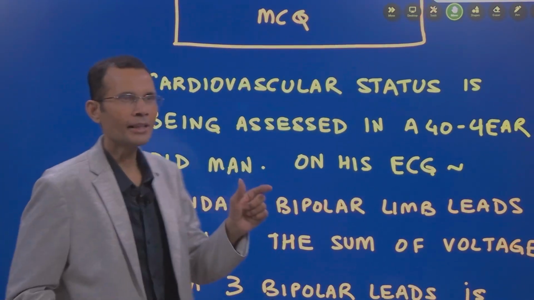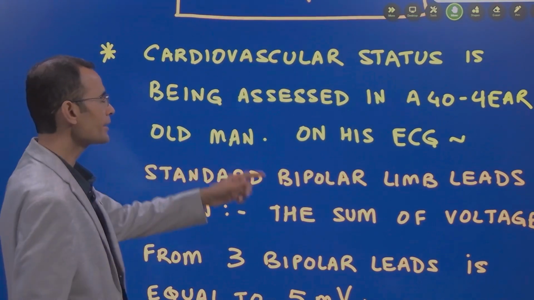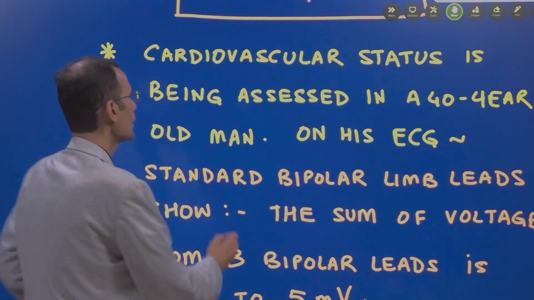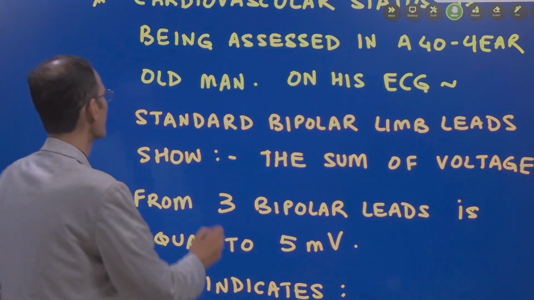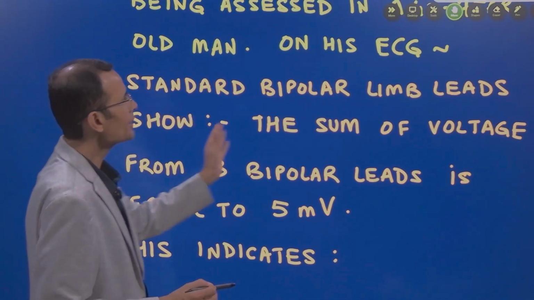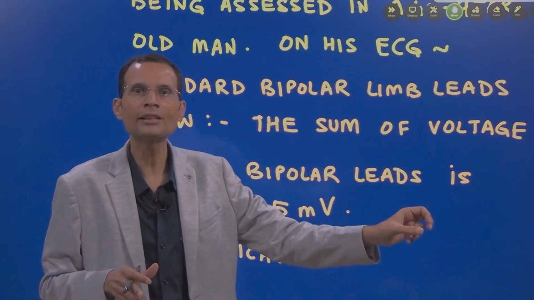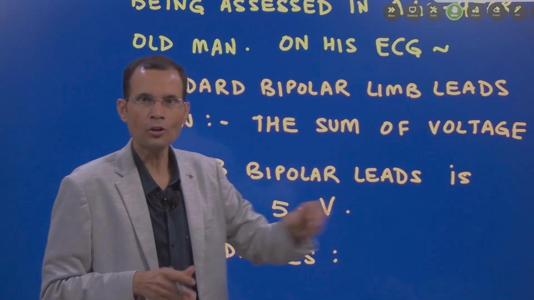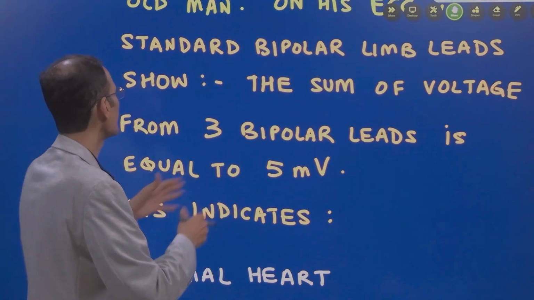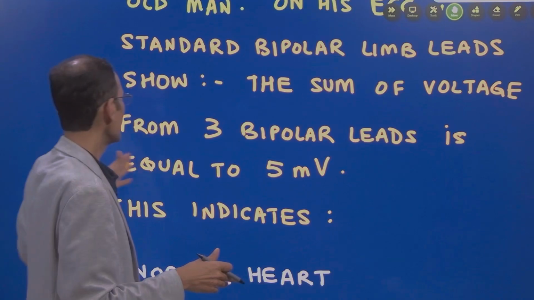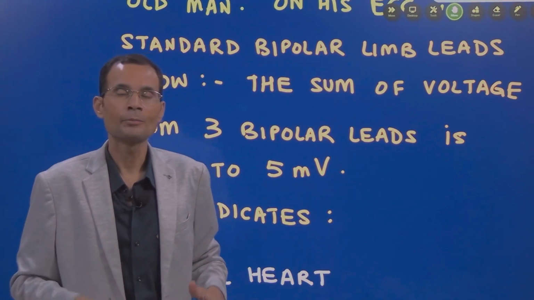It's related to the CVS and the ECG part. Cardiovascular status is being assessed in a 40-year-old man. On his ECG, this is the finding. You are recording standard bipolar limb leads, lead 1, lead 2, lead 3. And in the record of these three bipolar limb leads, the sum of voltages from these three bipolar leads is equal to 5 millivolts. Do you understand this?